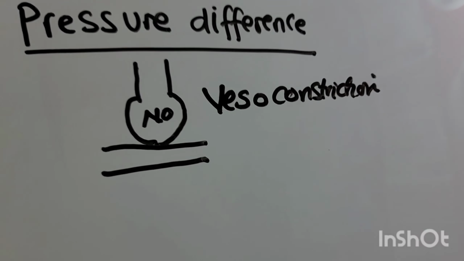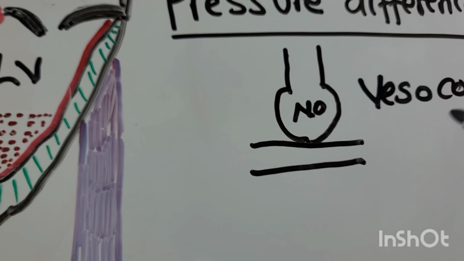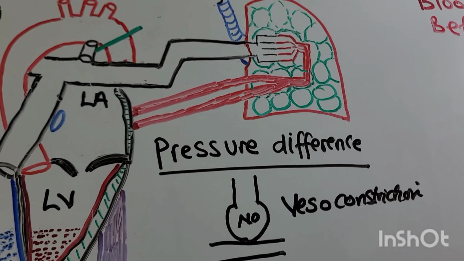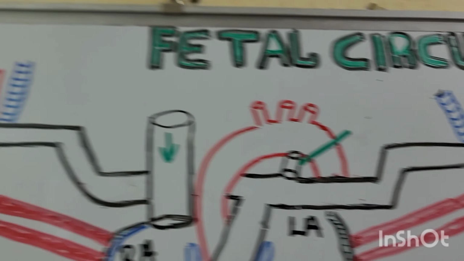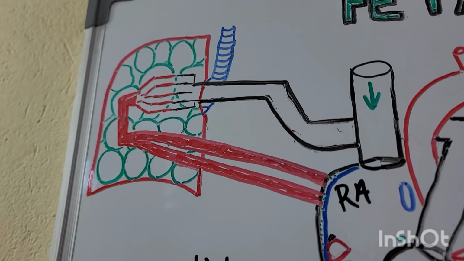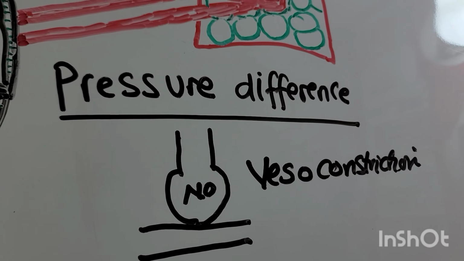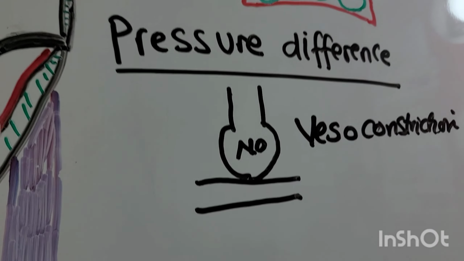Now, if they undergo what we call vasoconstriction, it means that the entire pulmonary arterioles of the whole lung are going to undergo vasoconstriction, the left lung and even also the right lung. They're all going to undergo vasoconstriction. And the reason for that is what we call hypoxia. There's no oxygen.